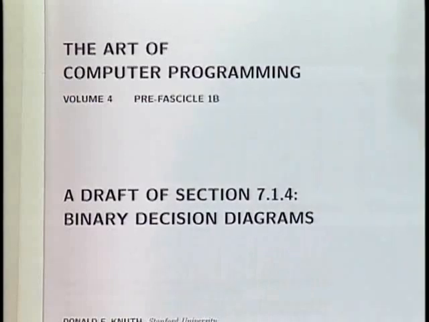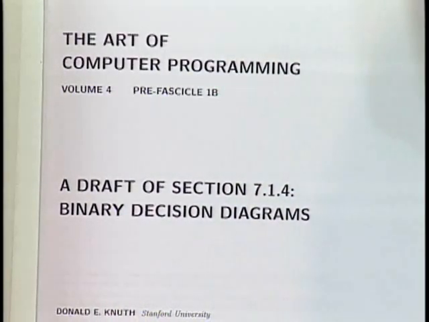What's going to happen is that after I make the revisions that I recently learned about, I'm going to combine this with Prefascicle 1A. We'll then make a paperback book called Fascicle 1, and we're expecting to publish that about the end of January. Then the beginning of The Art of Computer Programming Volume 4 will all be in place, starting with Fascicle 0, 1, 2, 3, and 4, which makes about 800-some pages of material. This is the missing link that goes between 0 and the 2, 3, and 4 that have already been published.